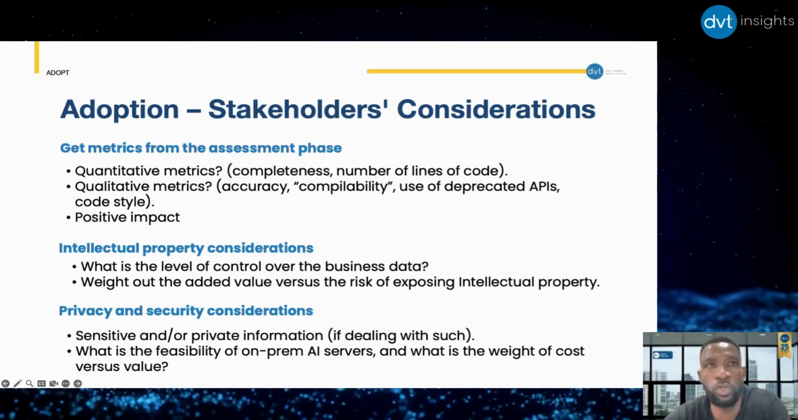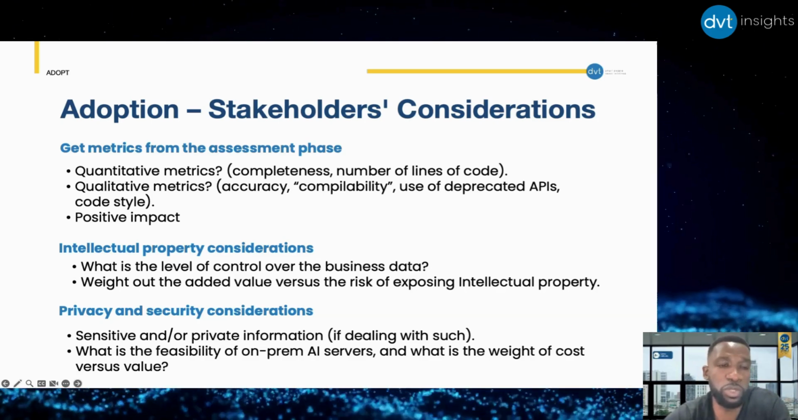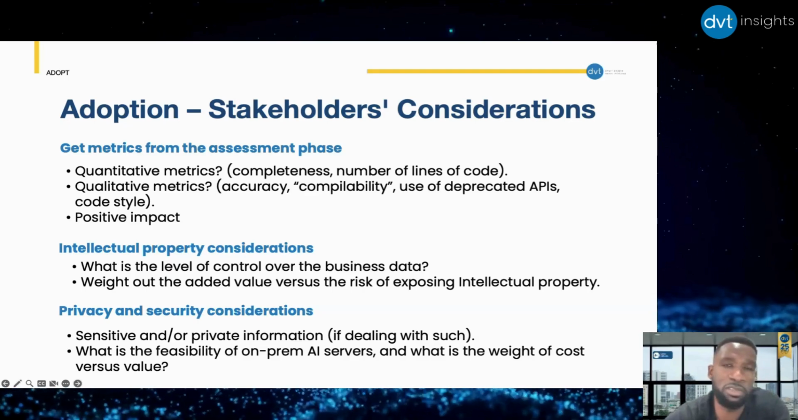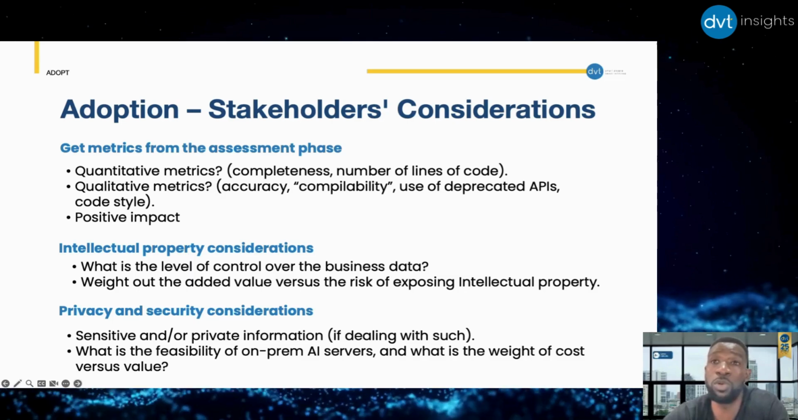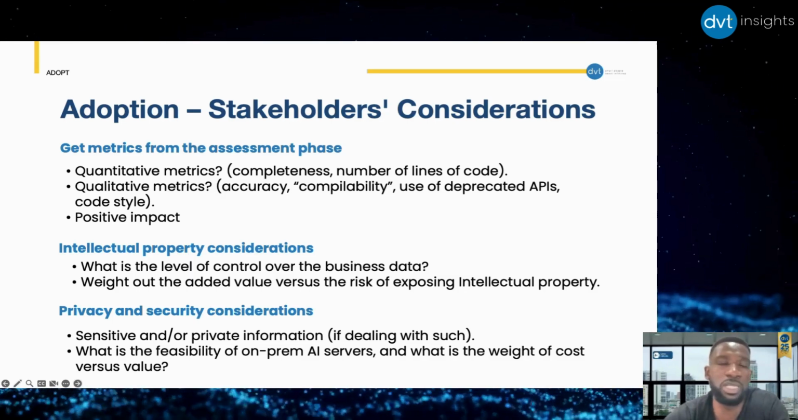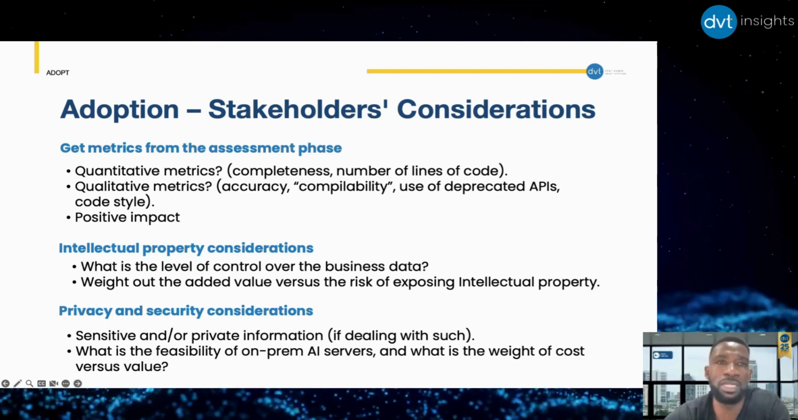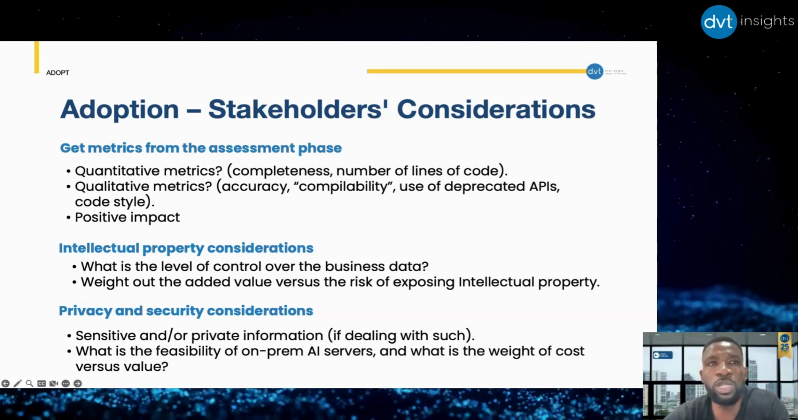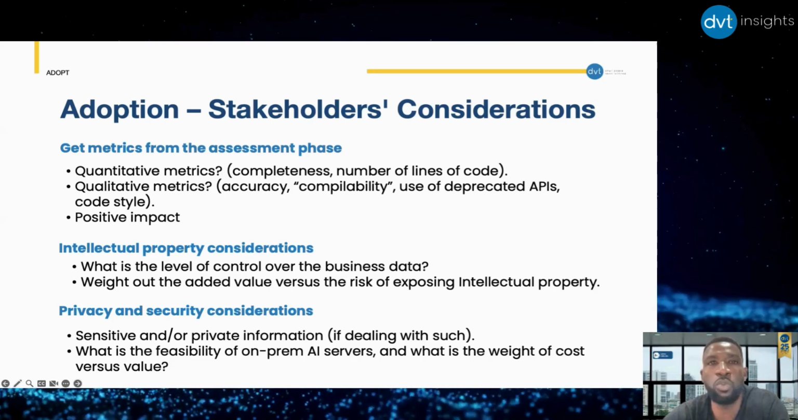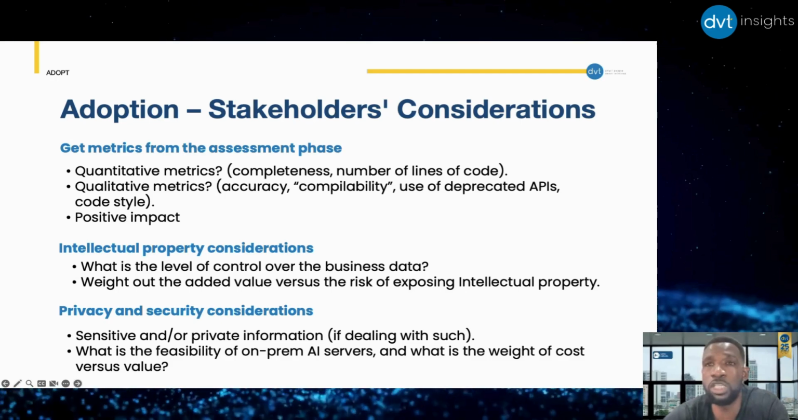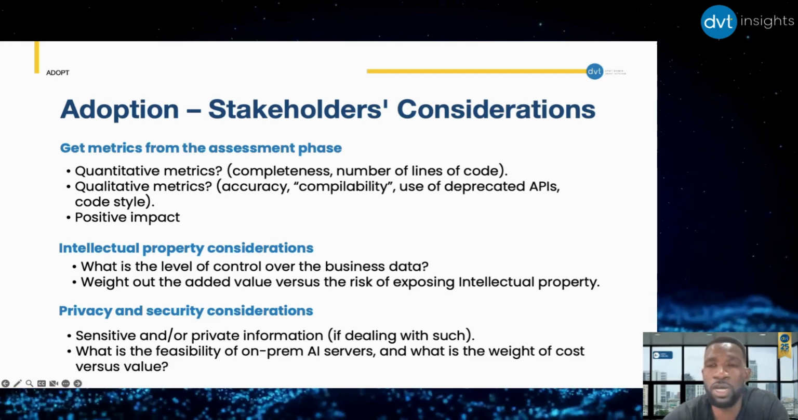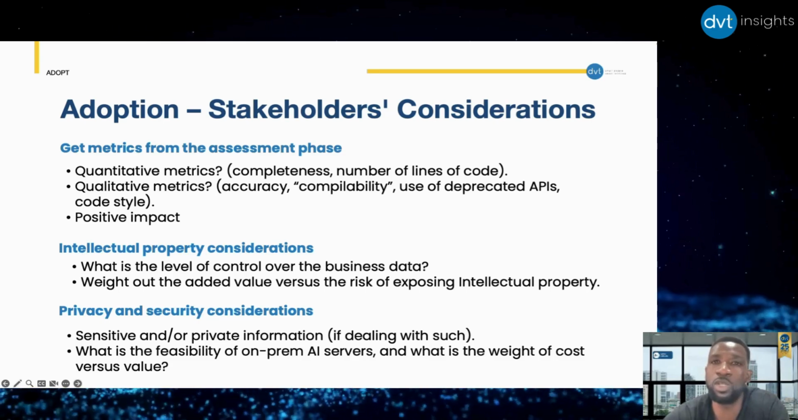And those data sets should have produced a set of metrics. Those metrics could be quantitative and qualitative, and should then be considered by the stakeholders. What is the completeness of what is produced, number of lines of code, accuracy, and what is the overall positive impact? And also, the stakeholders need to outweigh or balance out the benefits of the tool in terms of time and cost over the risk of exposing the intellectual property.